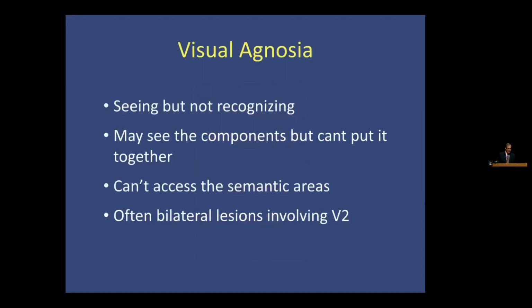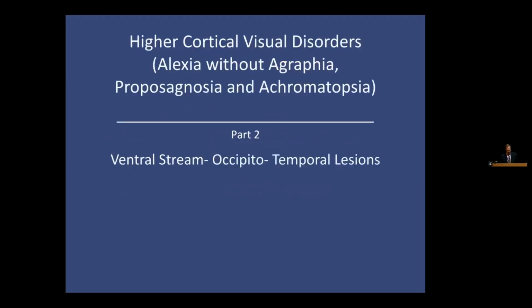Moving forward to V2, and we talked a little bit about that, is visual agnosia, where you see, but you do not recognize an image. You may see components of an object, but you can't put it together as an object per se. And the reality is that these patients have trouble accessing semantic areas, accessing the language areas. And often it is due to lesions involving area V2.